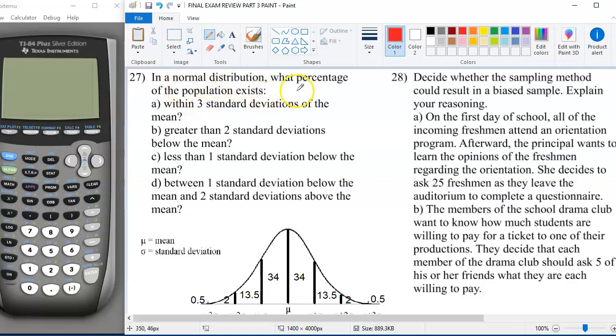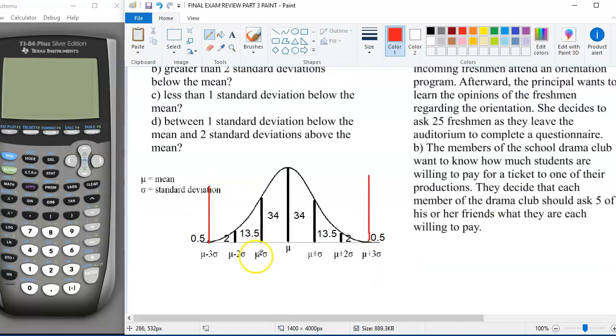What percentage is within 3 standard deviations of the mean? All right, so let's say the class average on a test was a 70%, the mean was a 70, and the standard deviation was 10. That means you'd have 60%, 50%, 40%, that sort of thing, okay? But in this case, that doesn't really matter. They just want the percentage breakdown. So within 3 standard deviations of the mean, that means anybody from here to here.